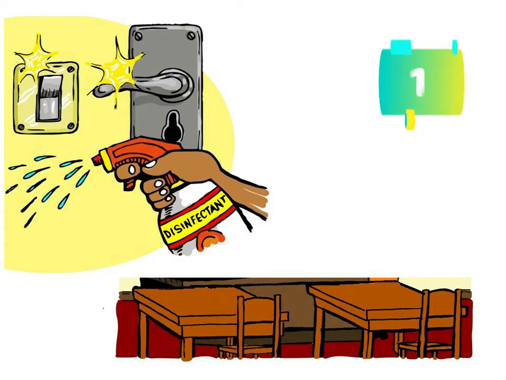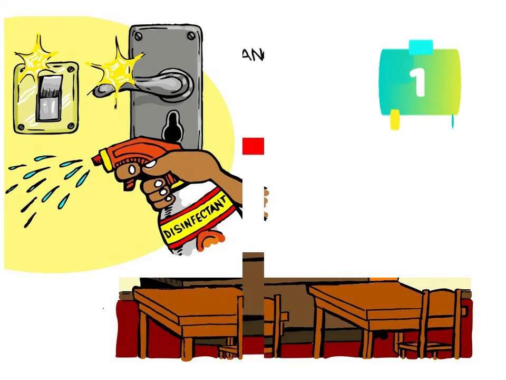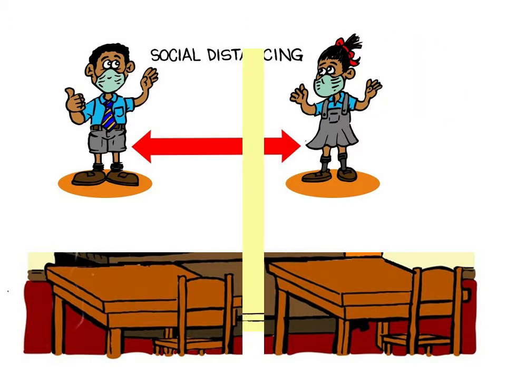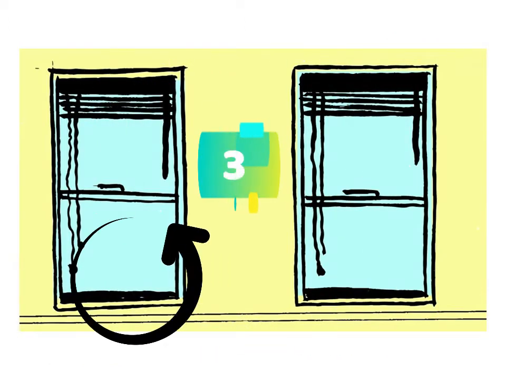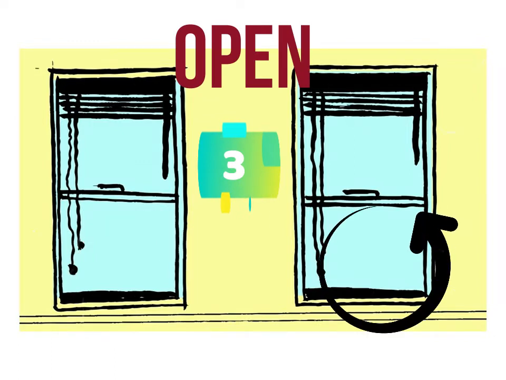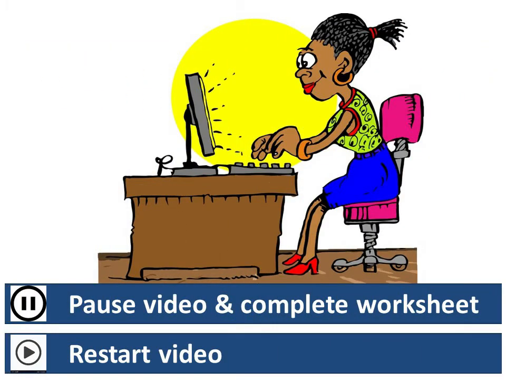Check that surfaces such as light switches, door handles, desks and chairs are cleaned. Check that the learners' desks are set approximately 1.5 meters apart. If possible, have desk dividers. Make sure that windows are opened and kept open as much as possible during the day so that the class can be well ventilated. Please share with us other setup requirements that should be done before classes start each day.